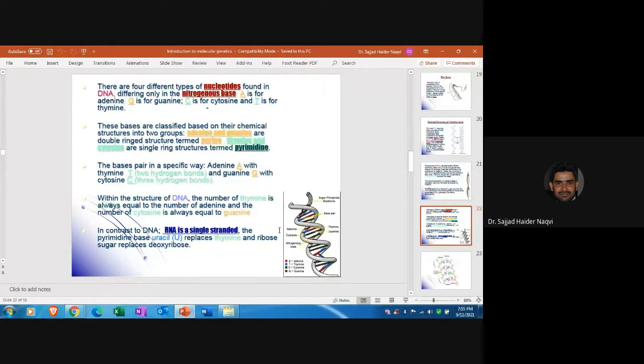Now, in contrast to the DNA, RNA is a single-stranded polynucleotide chain, and they have a couple of differences. They do not have thymine. In place of thymine, they have another nitrogenous base, uracil, and they have a 5-carbon sugar ribose in place of the deoxyribose sugar in case of the DNA.